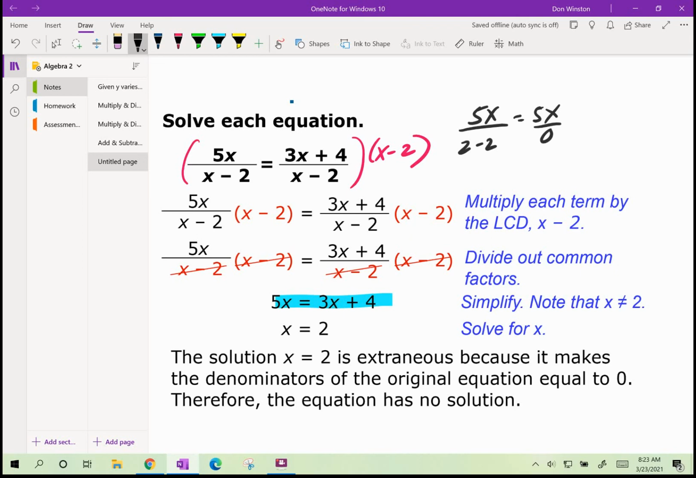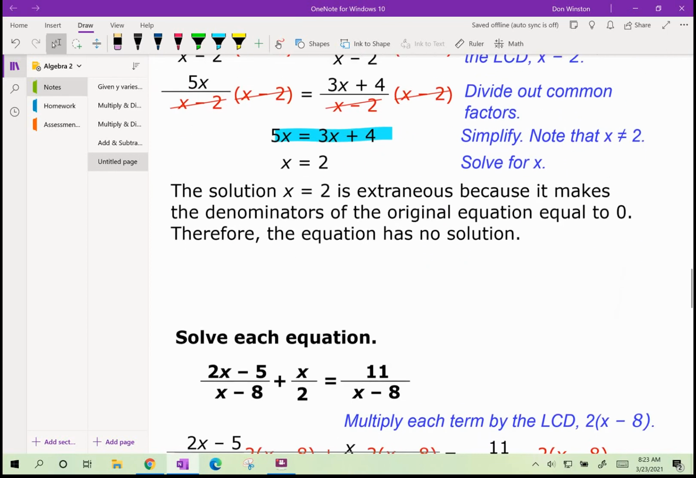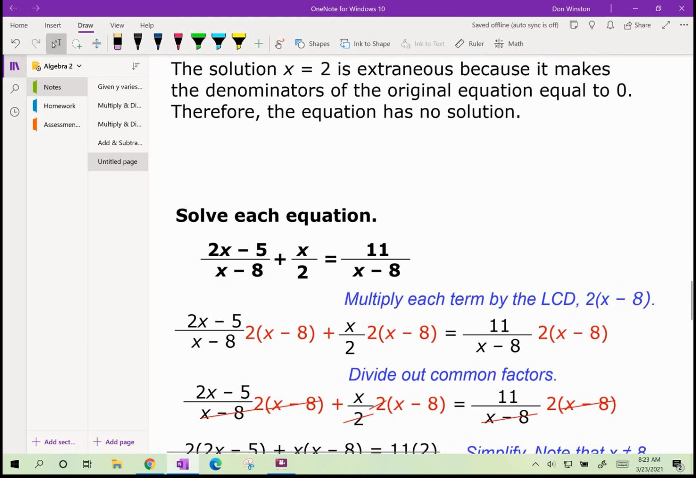Or on the right side, I would have 3x plus 4 over 2 minus 2, which is 3x plus 4 over 0. And again, dividing by 0 is undefined. So that's an extraneous solution. In fact, there is no solution to that equation. There's no solution. Let's look at the next one here.